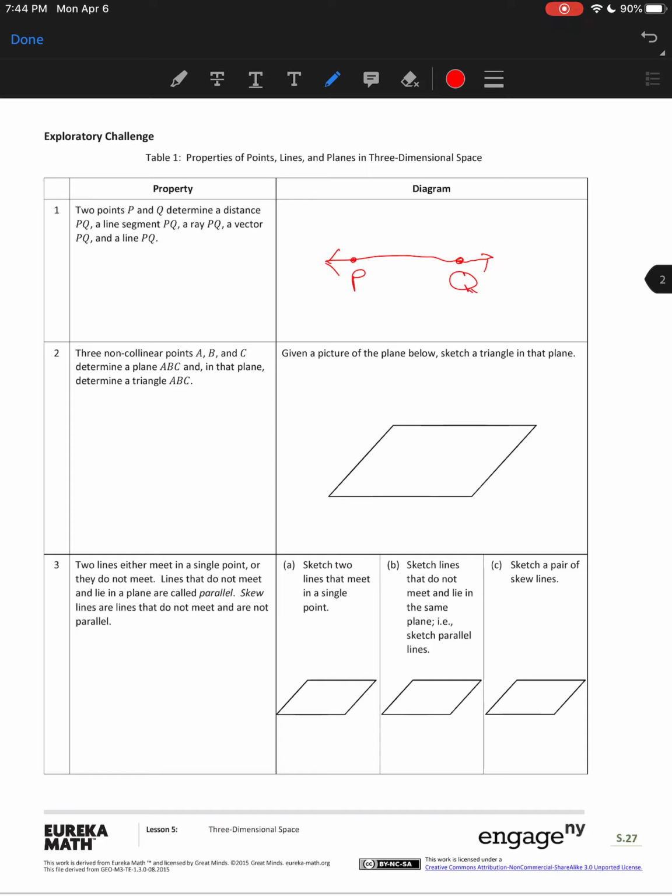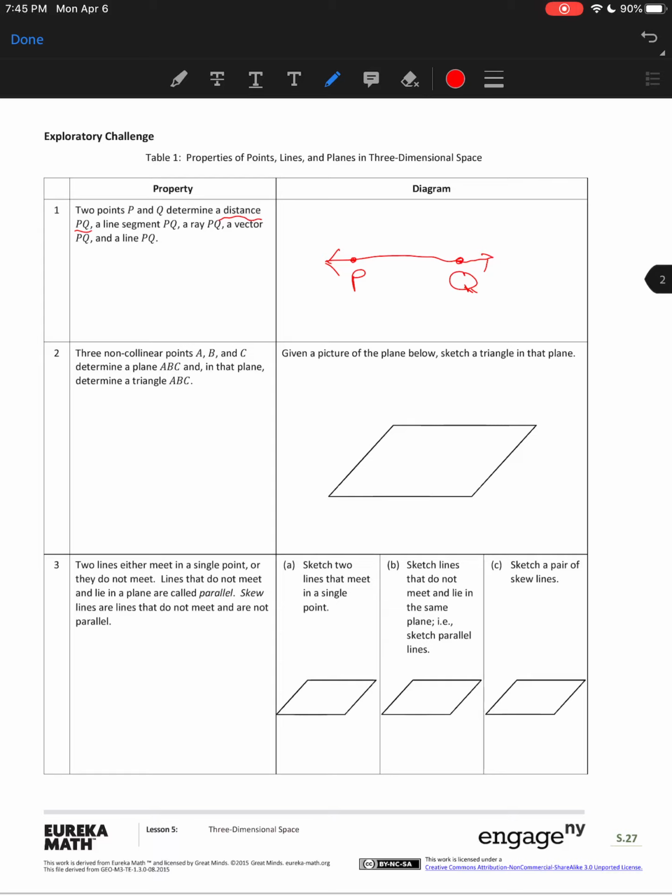oops, it's supposed to be a Q. So you can imagine that it says a distance PQ. Well, we have that. It's just the distance from P to Q. A line segment PQ, right? The line segment PQ is just the line that goes from P to Q.